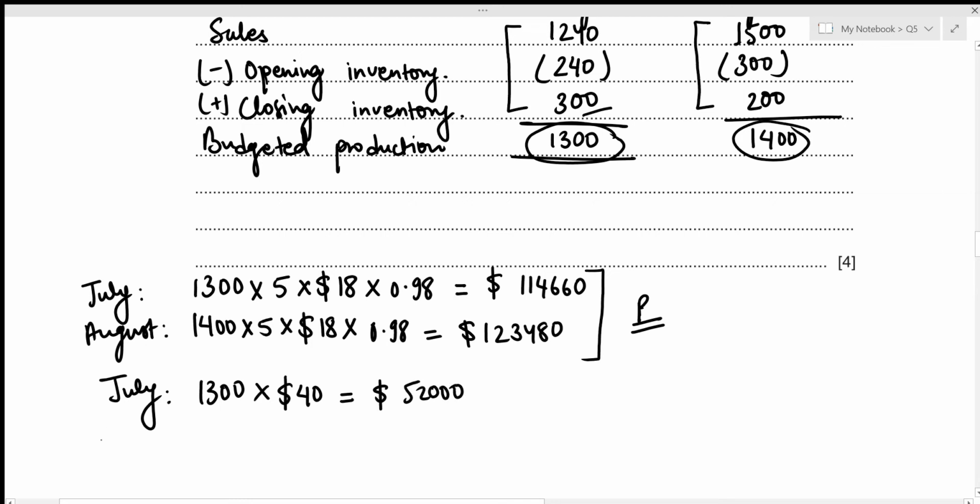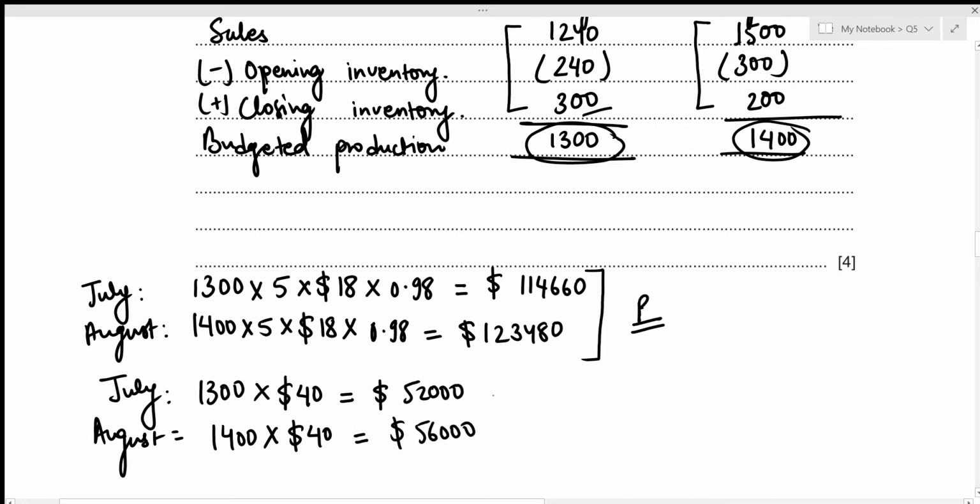Now we repeat the same process for the month of August. The total units produced is 1,400. So that's 1,400. And the direct wages rate per unit is $40. So this gives the direct wages expense for the month of August to be 1,400 times 40, which results in 56,000.